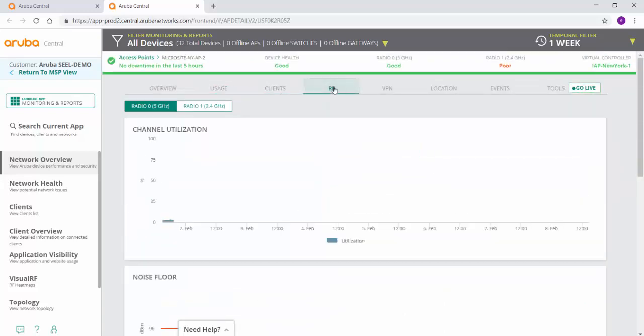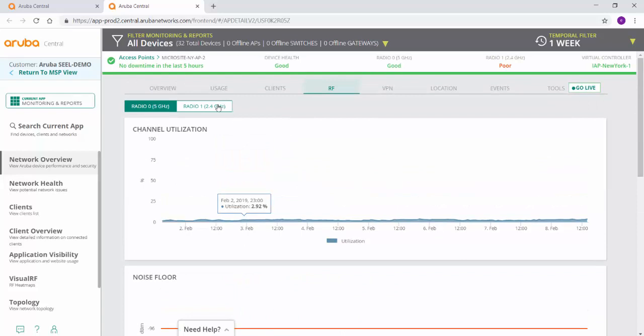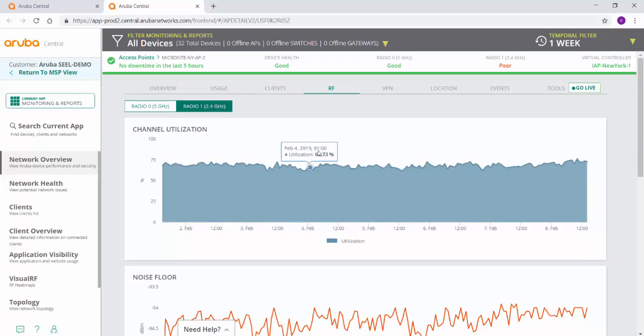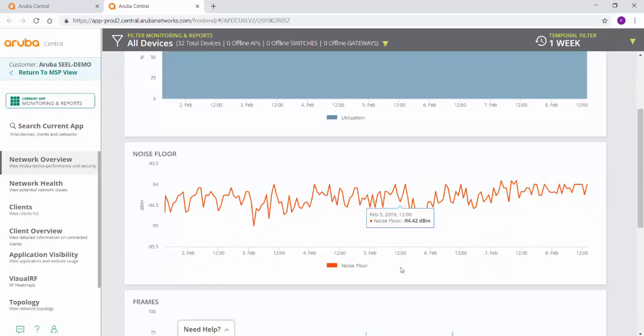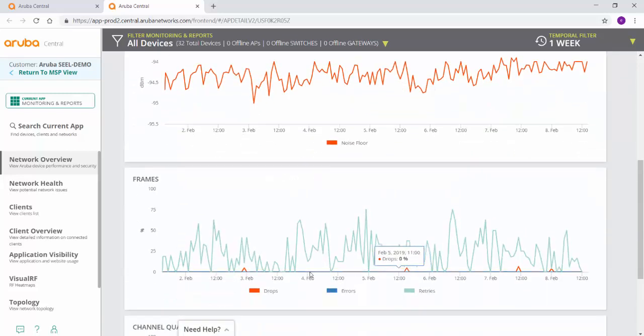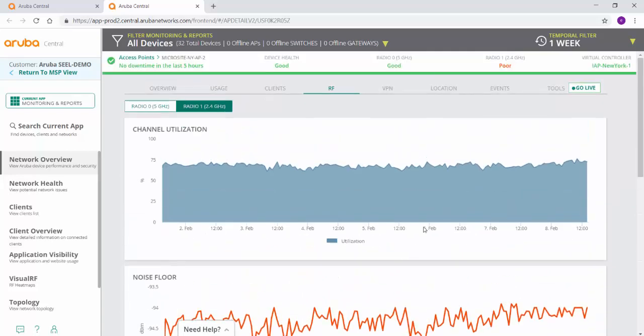Moving across to the RF, we're provided with a visual representation of the low utilization seen on the 5 gigahertz spectrum, along with the very steady noise floor. Now we can swap to the 2.4 band, where we're able to see very high channel utilization and a lot of variability in the noise floor. We're also seeing a few packet losses, and of course the channel quality, which is not as high as what was depicted on the 5 gigahertz space.